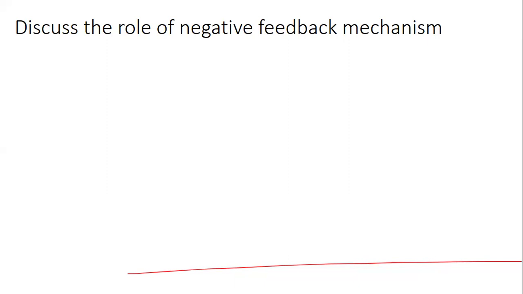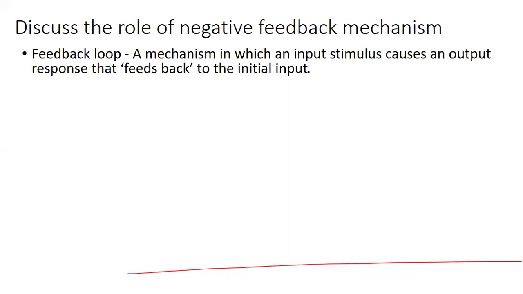Let's see what I have for you. But before we do that, okay, I've defined a feedback loop here. A mechanism in which an input stimulus causes an output, and the response is what we call the feedback. Okay.